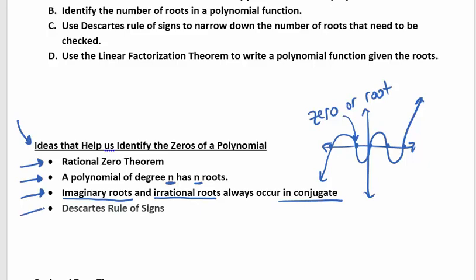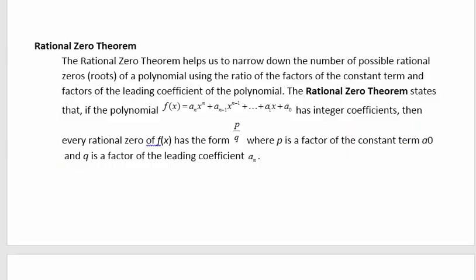And the last one here is Descartes' rule of signs. And Descartes is the same Descartes you would study in your philosophy class. He was also a mathematician, and he came up with a rule of signs that will help us narrow down the list that we make from step one, which is the rational zero theorem. So Descartes has found a way to narrow that list down. Now that we've talked about all of those four ideas that are going to help us find the roots or zeros of our polynomial function, let's look at each one individually to understand how we're going to use them.